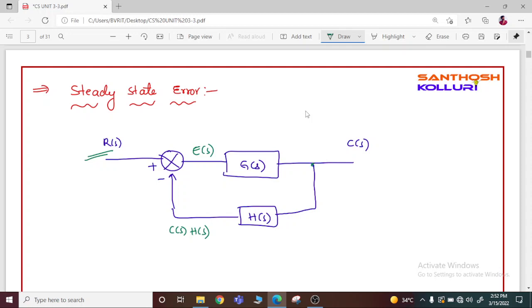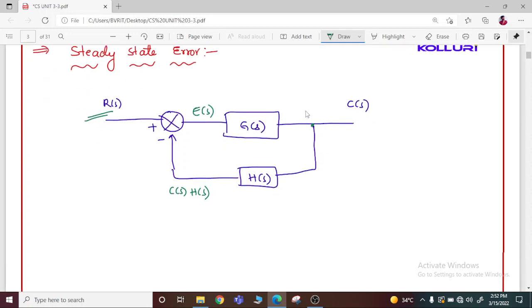So let us consider this closed loop transfer function where R of s is the input signal and C of s is the output signal or response, and E of s is the error signal, and C of s into H of s is the feedback signal.